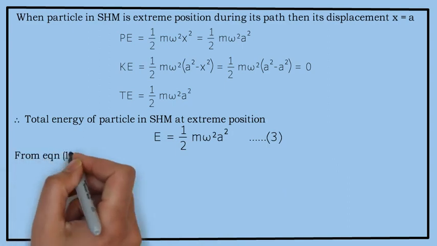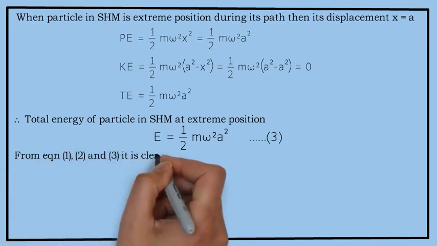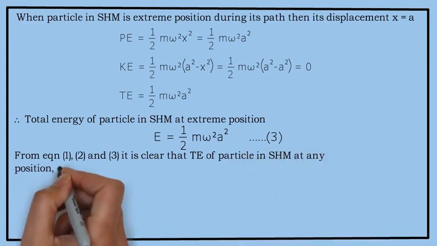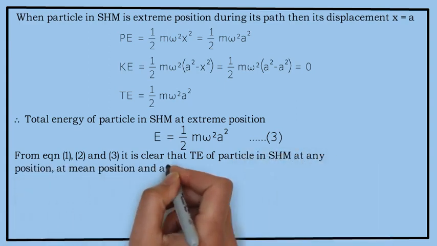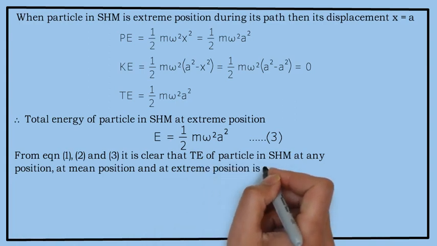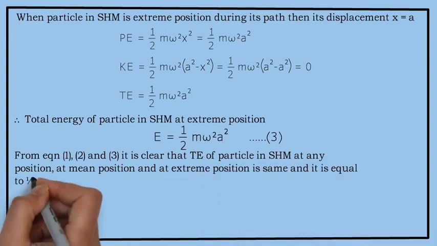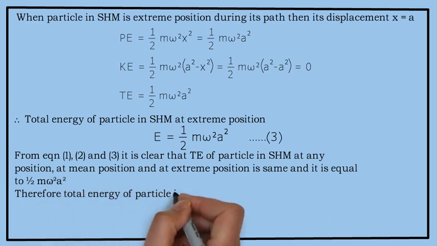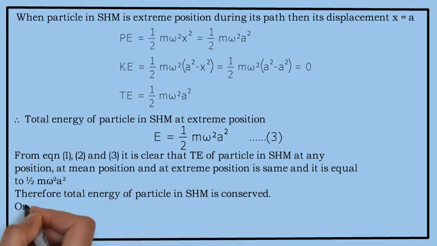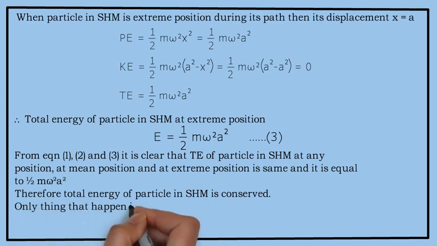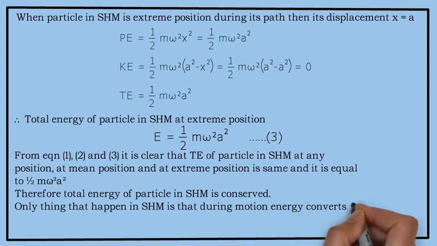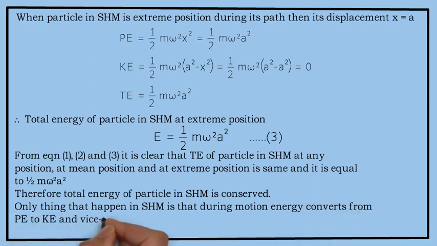From equations 1, 2 and 3, it is clear that the total energy of a particle in SHM at any position, at the mean position, at the extreme position, or for that matter at any position, always remains half m omega square a square. Therefore, the total energy of a particle in SHM is conserved. The only thing that happens in SHM is that during the motion, the energy gets converted from K to P and P to K back.